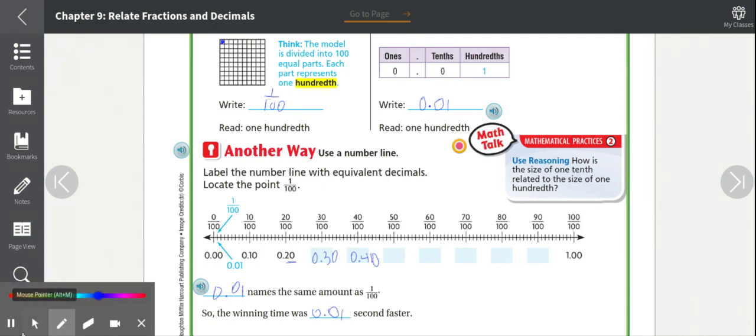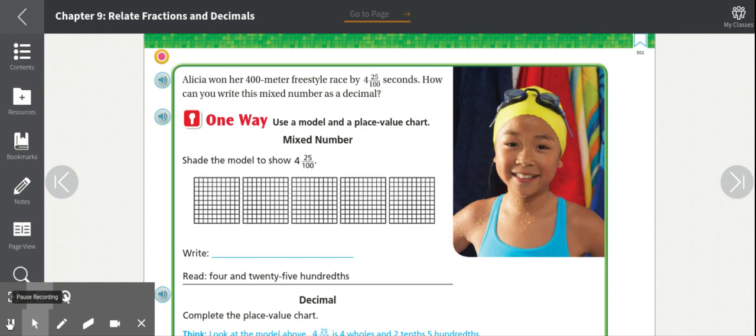All right, let's take a look at another one. Okay, let's take a look at another problem. It says that Alicia won her 400-meter freestyle race by 4 and 25/100 seconds. How can we write this mixed number as a decimal?